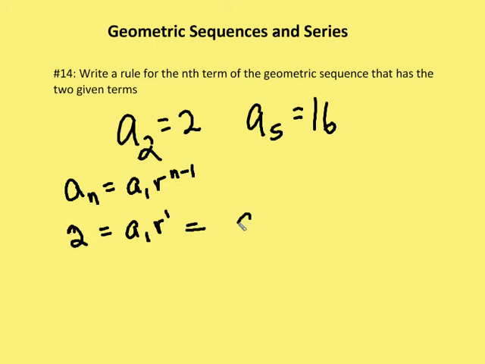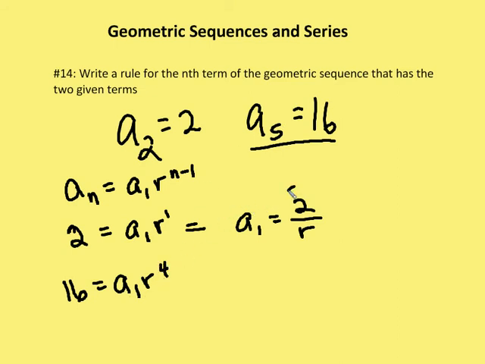Well, this I can rewrite in terms of just a sub 1. A sub 1 is equal to 2 over r to the first, which is just r. So now I'm going to take this value for a sub 1, which is defined in terms of r, and substitute it into the equation that we're going to create for a sub 5. So here I have 16, which is a sub 5, is equal to a sub 1 times r to the 5 minus 1, or r to the 4th.